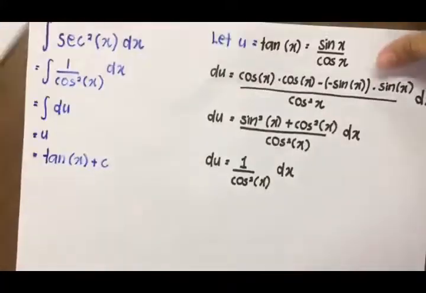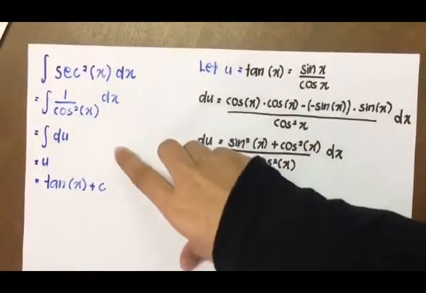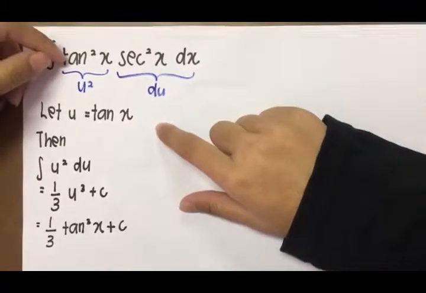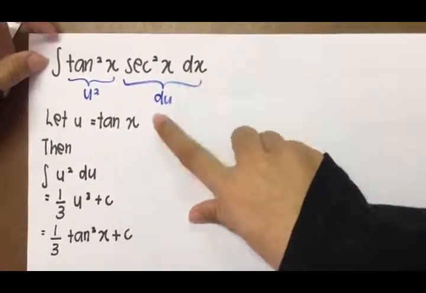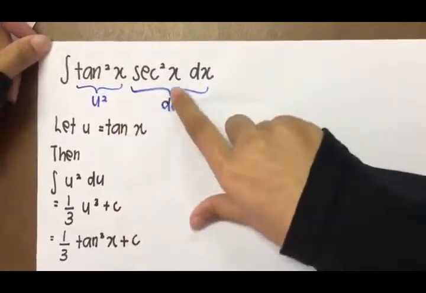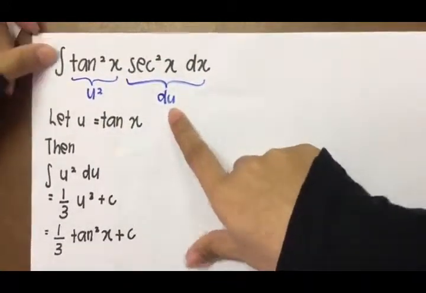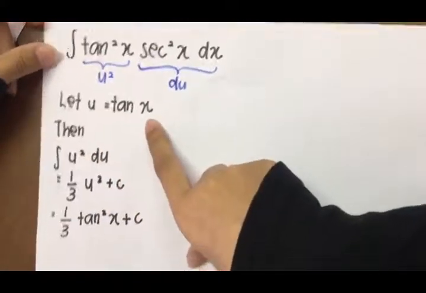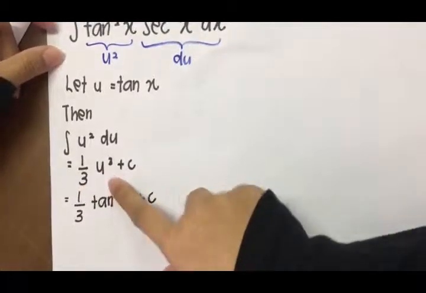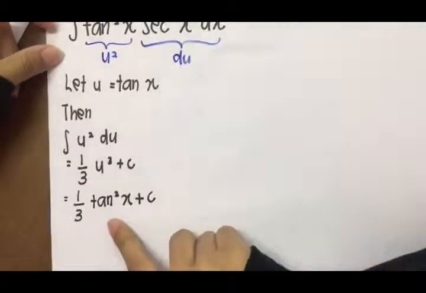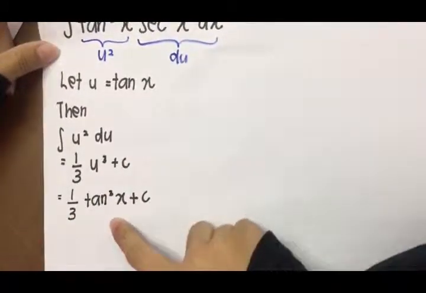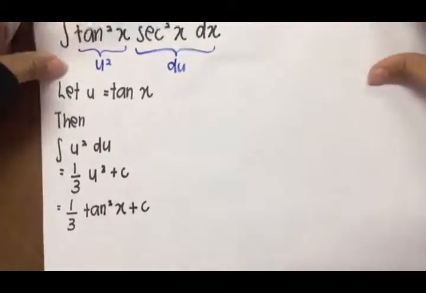We move to the third example, which is integration of tangent square x secant square x dx. So we let tangent x be u, so tangent square x is u square and secant square x dx is du. Then the integral of u square du gives 1 over 3 u cube plus c. So we substitute u with tangent x, and we get 1 over 3 tangent cube x plus c.